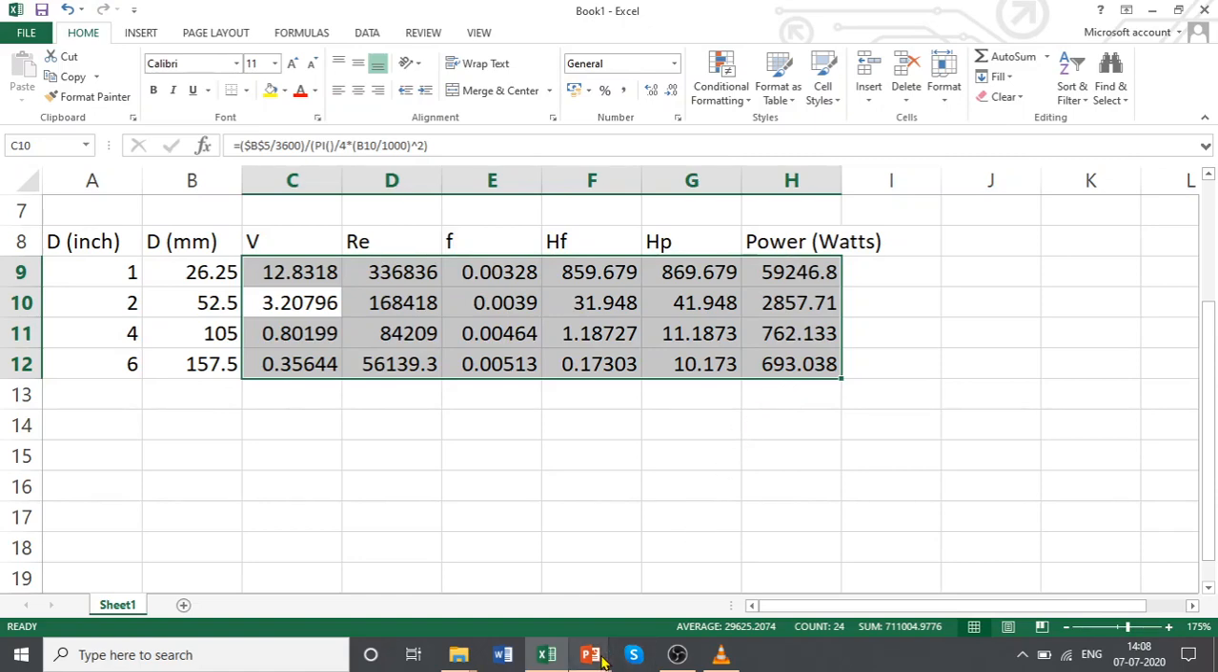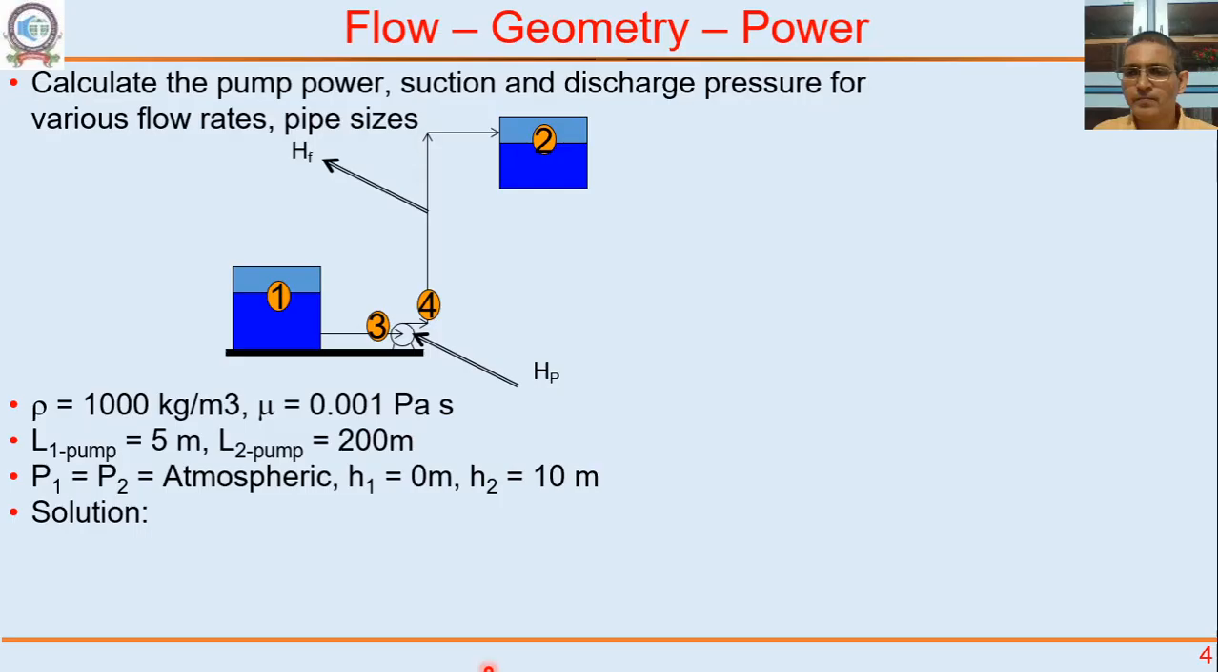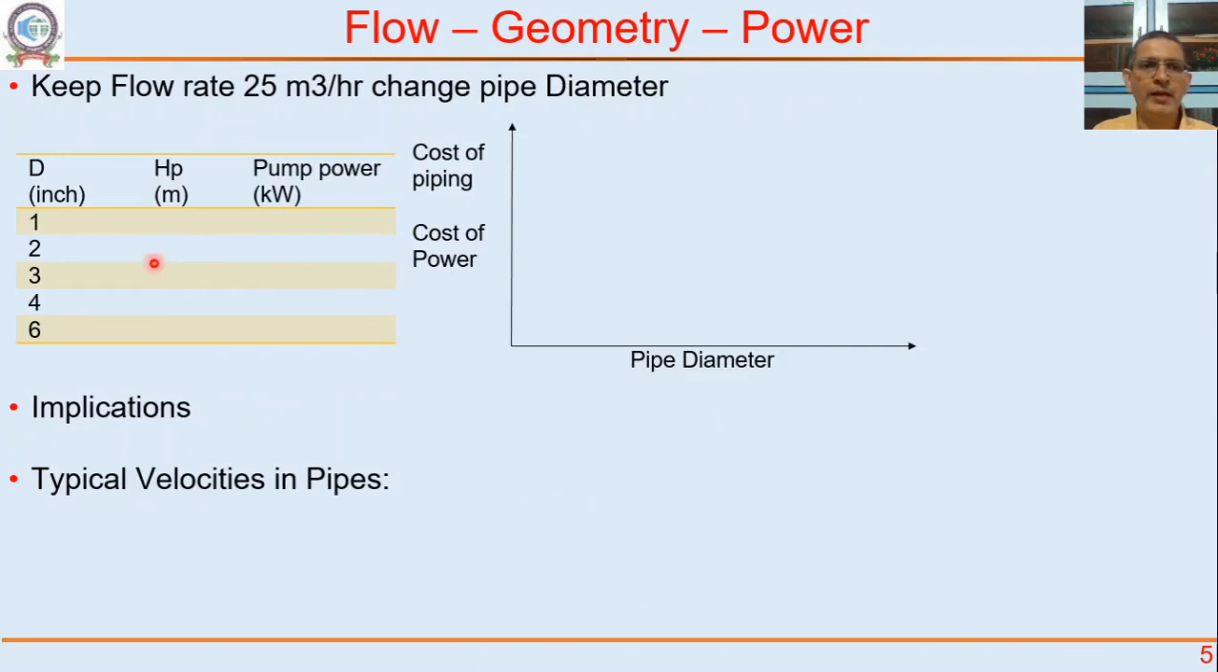Now if we put all these values, let's see how these curves look like. If you change the pipe diameter, cost of power will keep on reducing because head loss is reducing. That's cost of power. But if I take a 4 inch pipe or a 6 inch pipe, that's going to cost me much more than, let's say, a 1 inch pipe. So the piping cost is going to go up as the diameter goes up. That's the cost of piping.